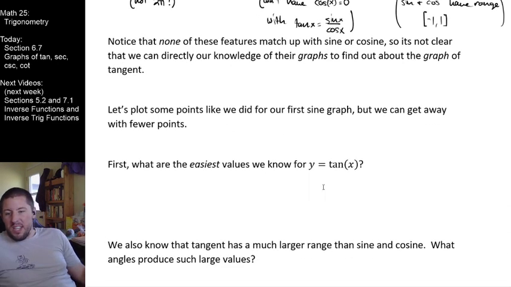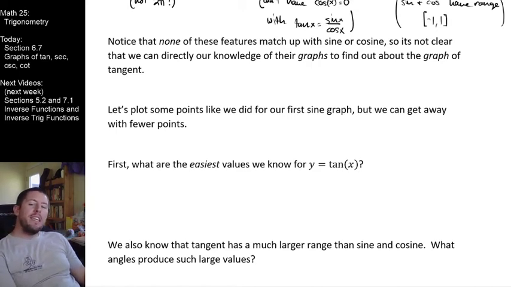So to do this then, I think we need to return to our plot some points technique right here, which is always lame, so let's do the least of it that we can possibly do. So my question for you then is, what are the easiest values that we know for tangent?